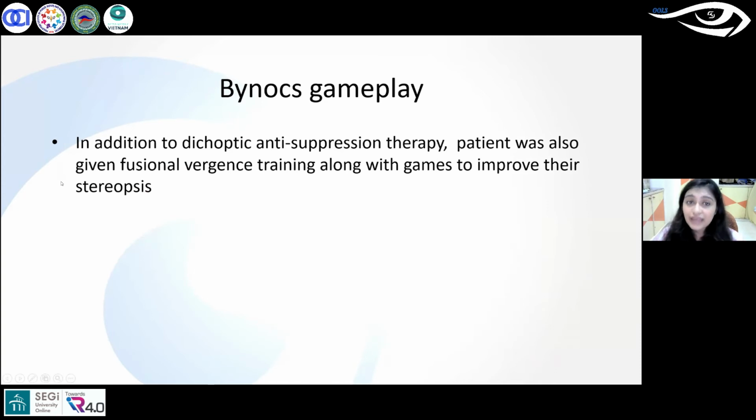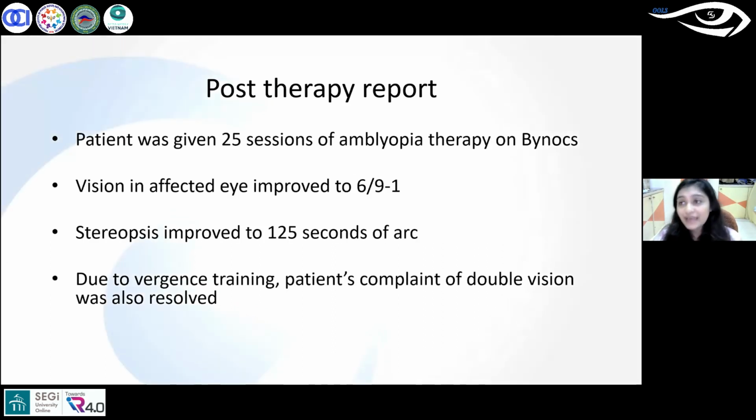In addition to the dichoptic anti-suppression therapy, the patient was also given fusional vergence training and games to improve their stereopsis. We gave 25 sessions of amblyopia therapy to this patient. We also gave them fusional vergence training, which was started 10 days after the games were started. So from the first day to the 25th day, they played the games that I just showed you, but on the 10th day, we also started working on their fusional vergence.